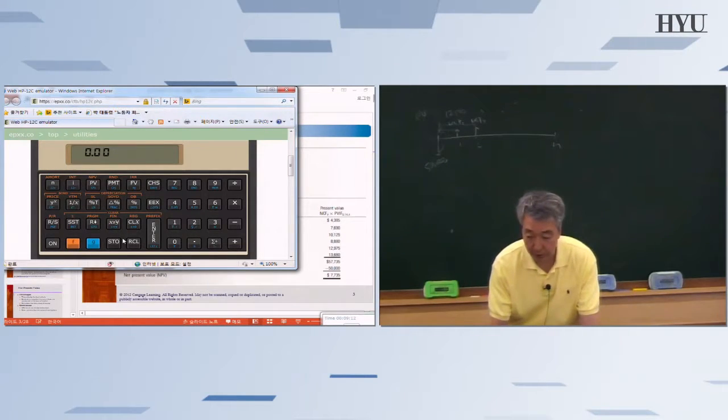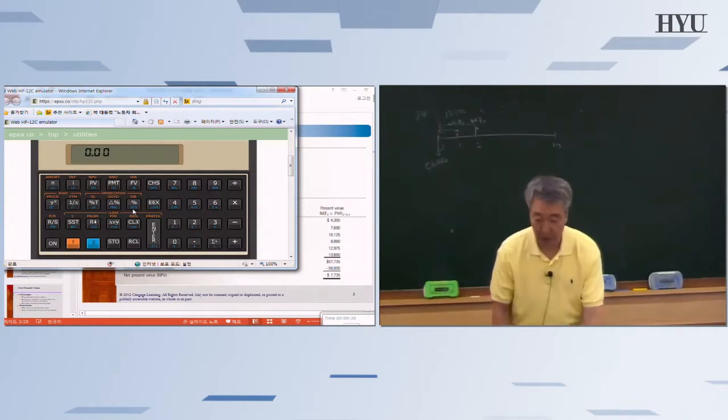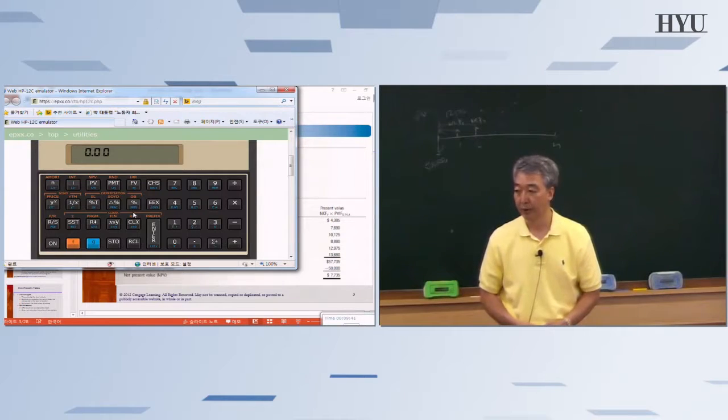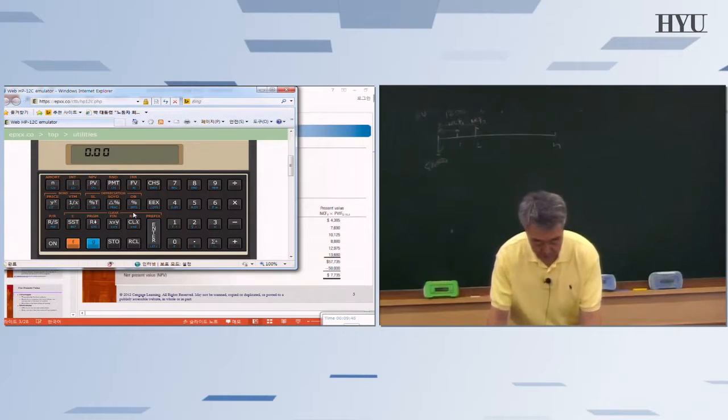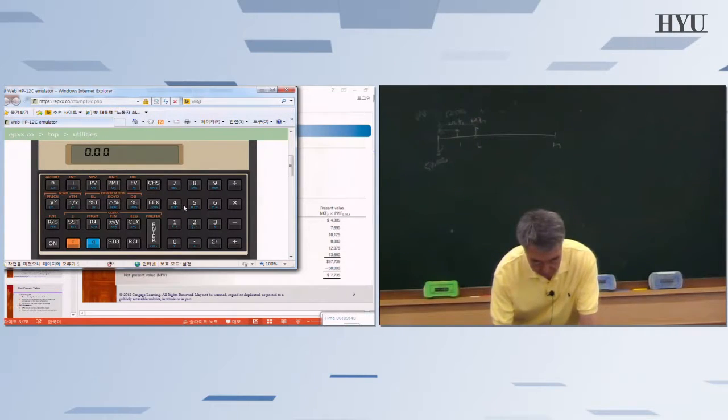Somebody asked about the calculator at the end of last class. All financial calculators will have these 5 keys: N, I, present value, payment, future value. So if you see these 5 keys, then that's a financial calculator. Otherwise, it's not. I don't care which financial calculator you use, but you have to know how to use your own calculator. Okay, all right, so here we go.